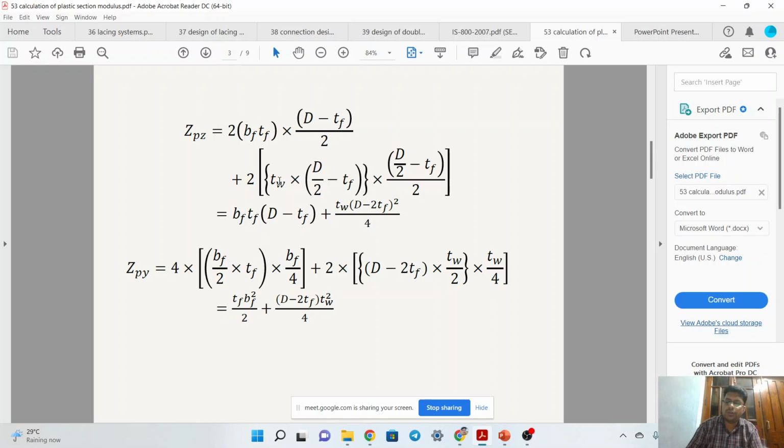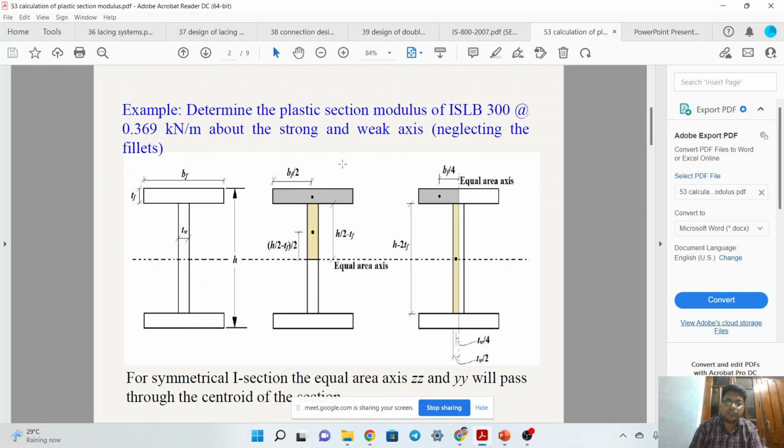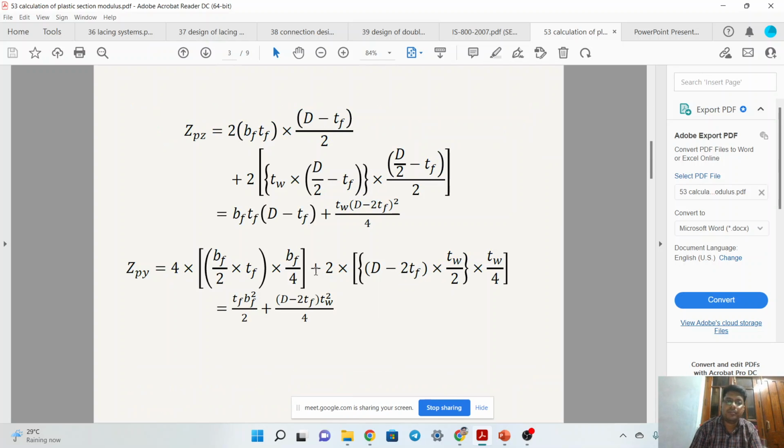And there are two vertical rectangles, one is this one and another is this one. That is why it is multiplied by 2. Now when you simplify it, you will reach this formula. So this entire formula will dissolve to this formula.